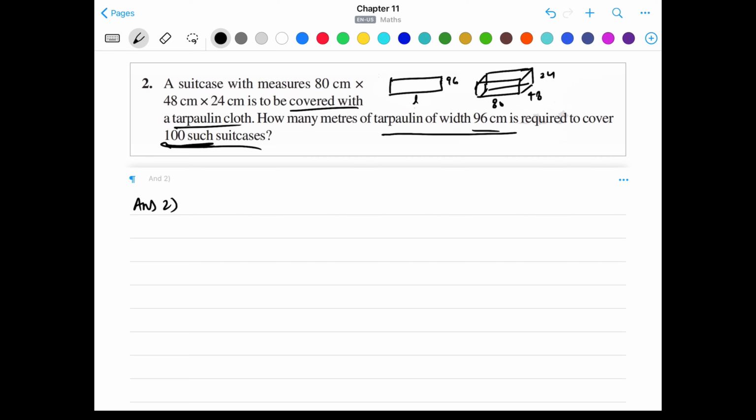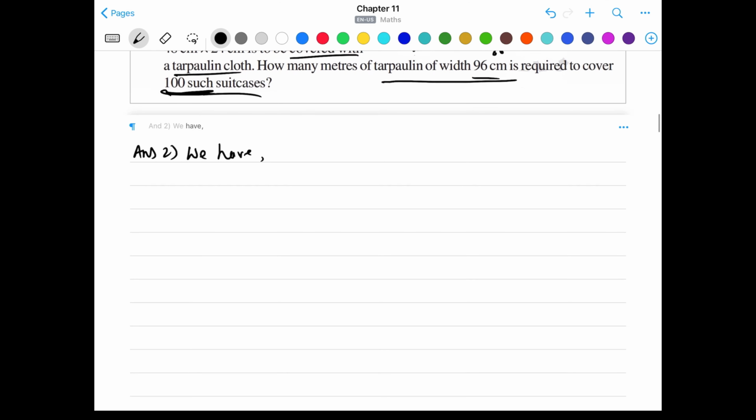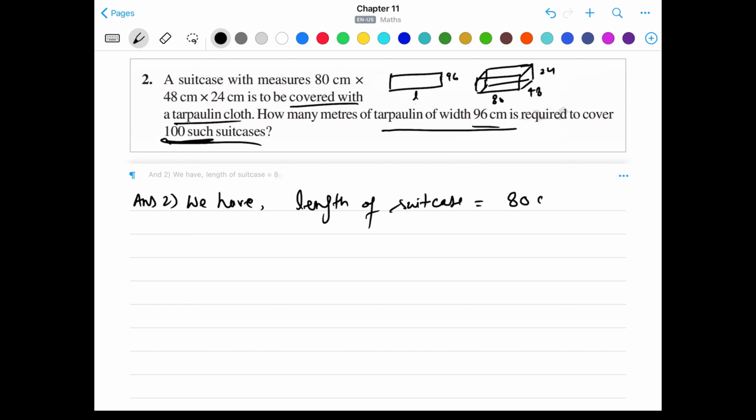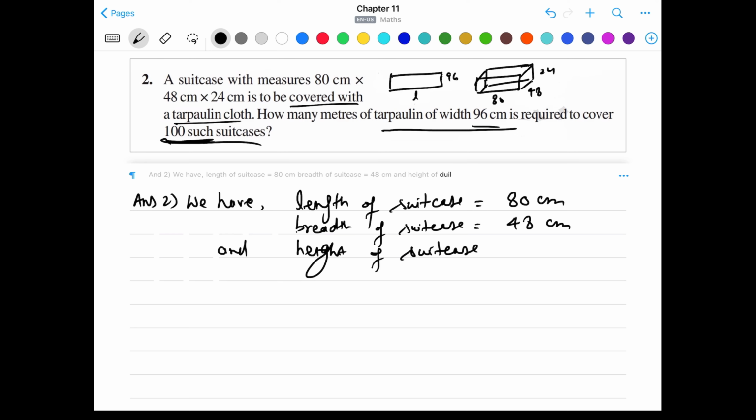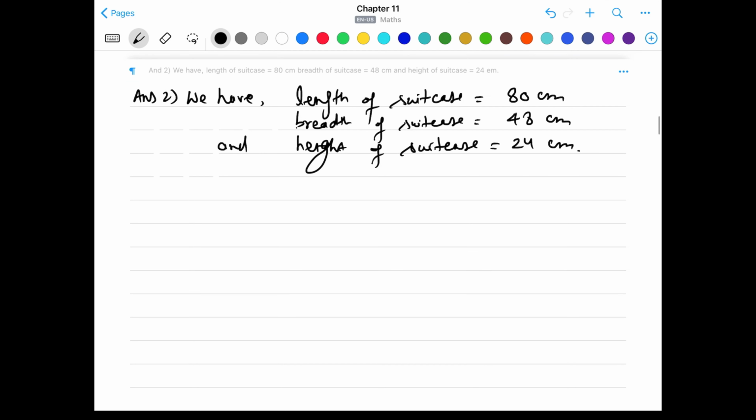Okay, so we'll write the given information first. So let's write, we have the length of suitcase is 80 centimeter, breadth of suitcase is 48 centimeter, and height of suitcase is 24 centimeter. Now we are going to use this measurement to find the total surface area of one suitcase.